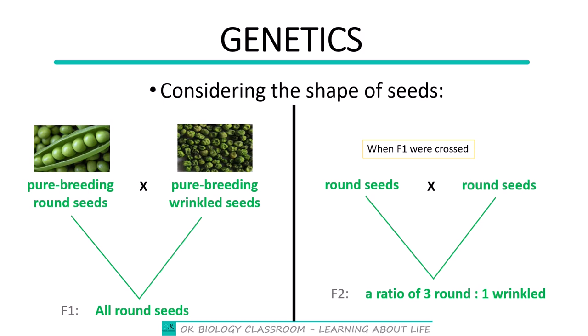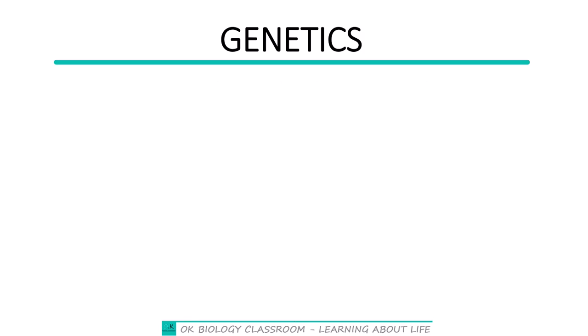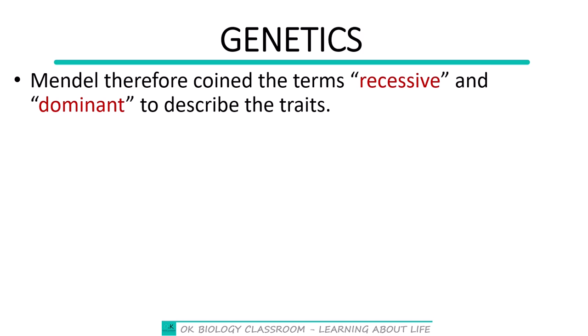So this made Mendel sure of what he was observing, because in the case of the color of flower, he realized that in the F1, the white flower was missing, but in the F2, it reappeared. In the same way, when he considered the shape of the seeds, he realized that in the F1, the wrinkled seeds were missing, but in the F2, they reappeared. Mendel therefore coined the terms recessive and dominant to describe the traits. Remember that we have talked about recessive and dominant in our first lesson.